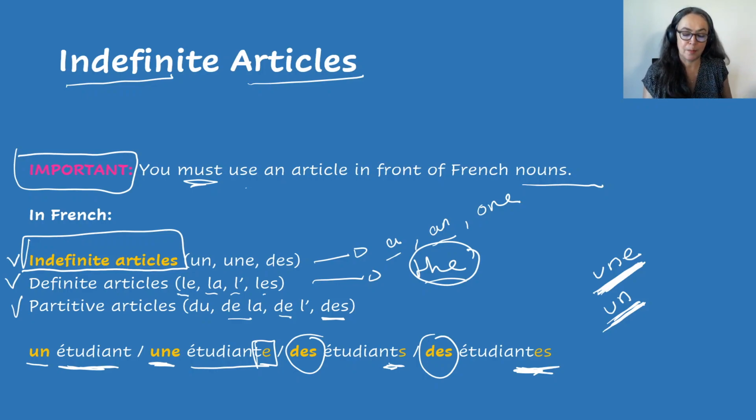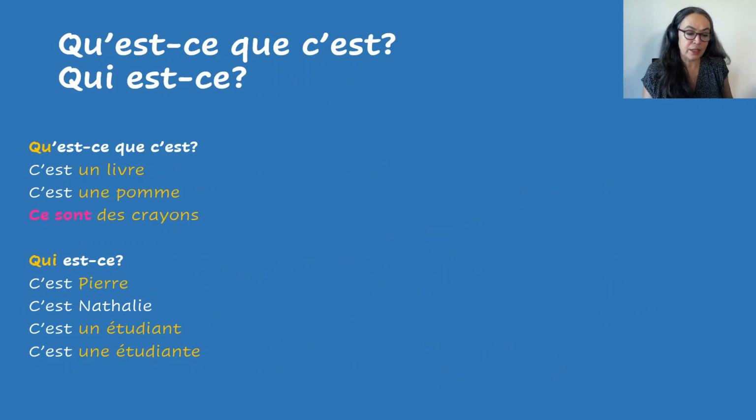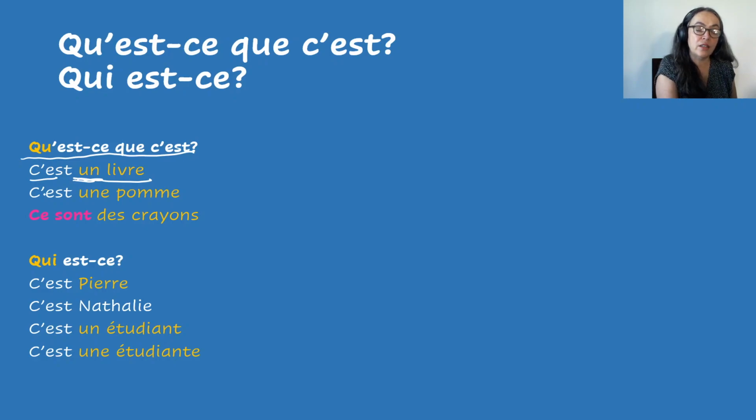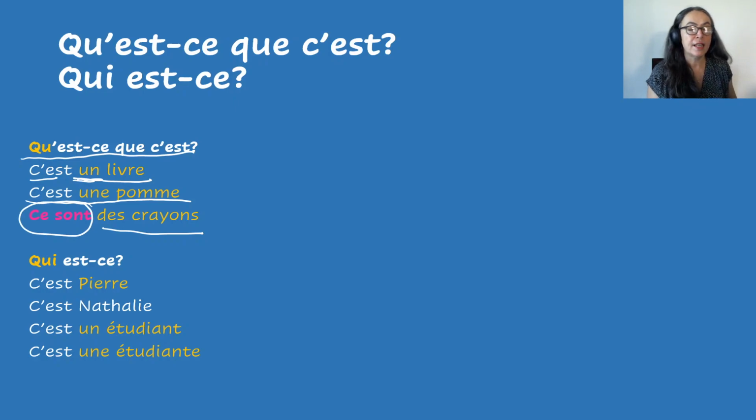As we just mentioned, you're going to use those indefinite articles in sentences like qu'est-ce que c'est? What is it? Qu'est-ce que c'est? And then the answer is going to be c'est un livre. Or, if the noun is feminine, c'est une pomme. And if the word is plural, you're going to use ce sont. Ce sont des crayons. C'est un livre, c'est une pomme, ce sont des crayons.